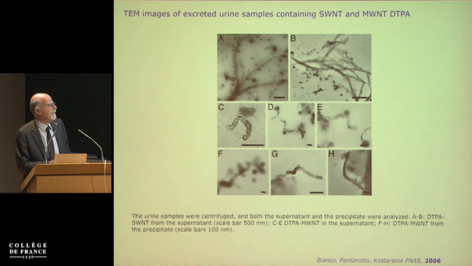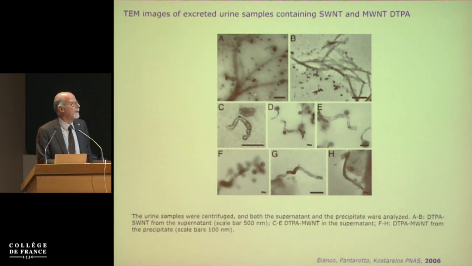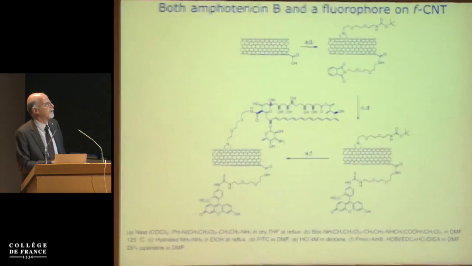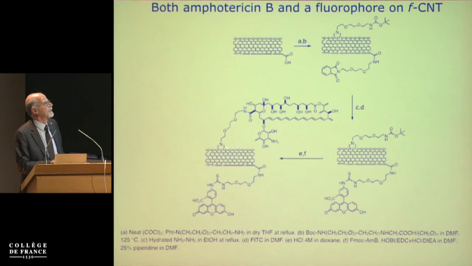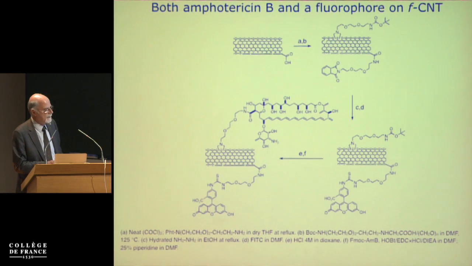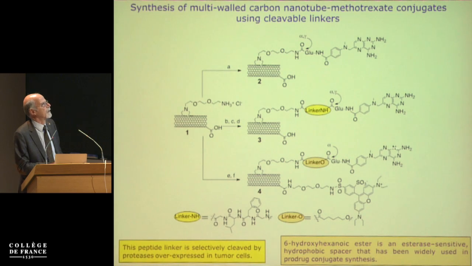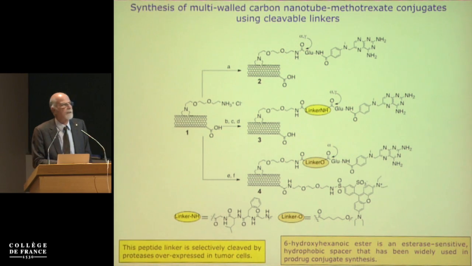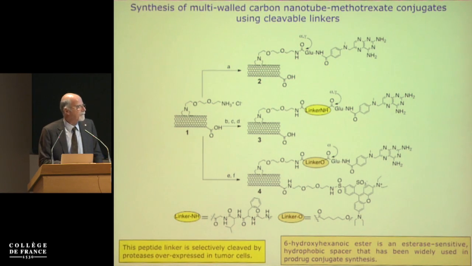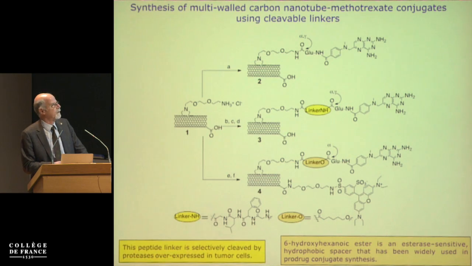And so once we have made sure that we can use carbon nanotubes, they do not cause too much damage. We attached, for instance, an antibiotic, in this case amphotericin B, together with a fluorophore, so we can follow the fate of the construct in the cells, and we can study the antibiotic activity of this amphotericin B. Also, we studied the attachment of methotrexate, which is an anti-cancer drug, and so we can play with many different molecules. We can attach whatever we want.